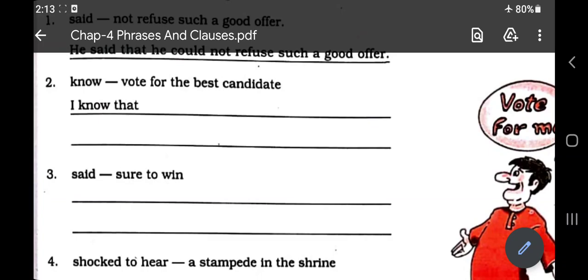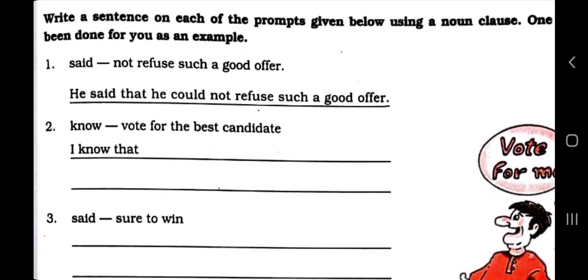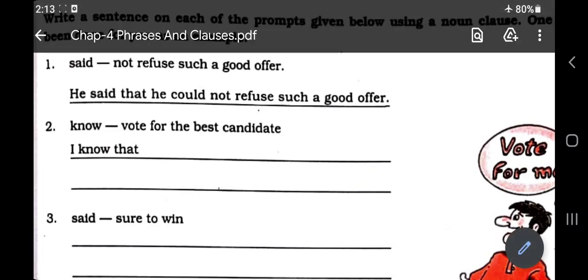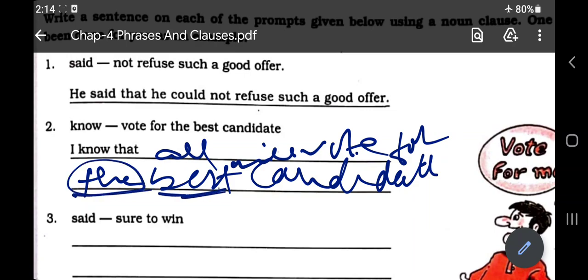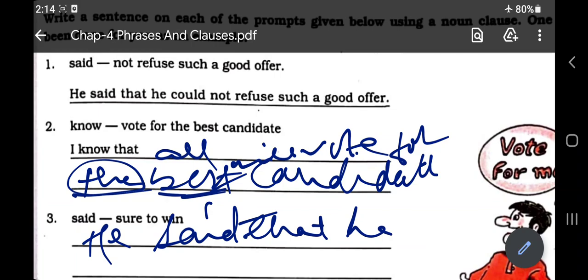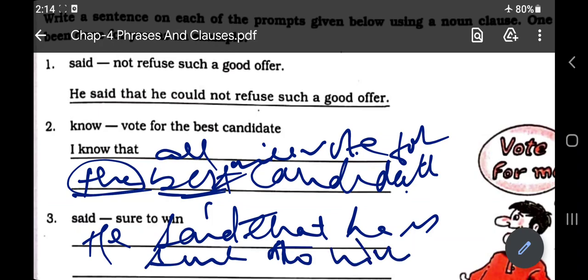Now you have to use: vote for the best candidate. I know that everyone will vote for the best candidate. Adjective, the superlative degree, try to recall. Now, said, sure to win. He said that he is sure to win. He is sure to win, or sure of his win. You can write this way also.